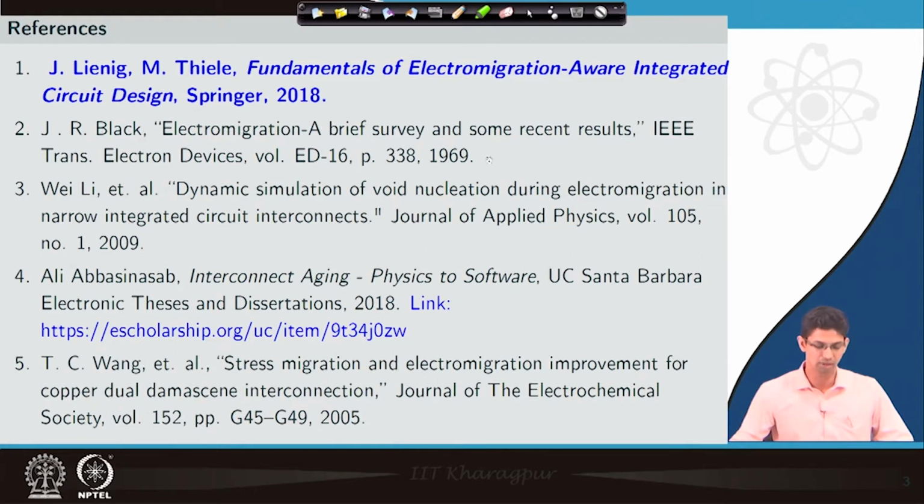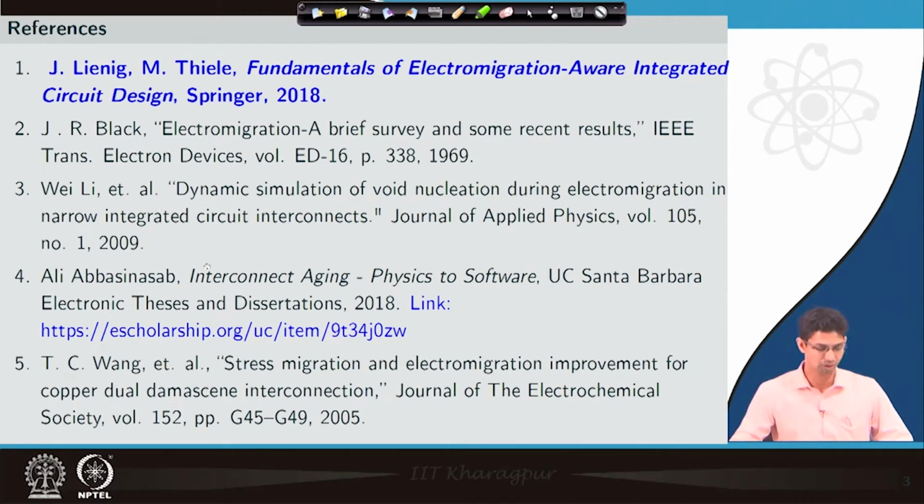Then there is a very old paper by J.R. Black, which is from 1969. It is on electromigration, a brief survey and some recent results. This is one of the earlier papers on the reliability issues because of electromigration. And the method which is given by this author is now called the Black's equation, which we will discuss.